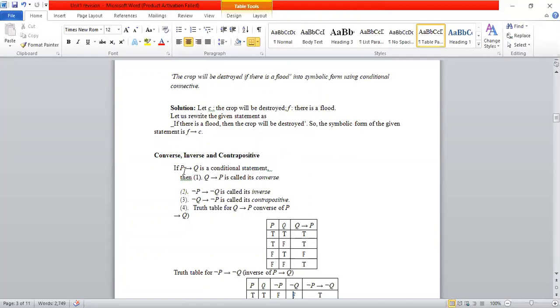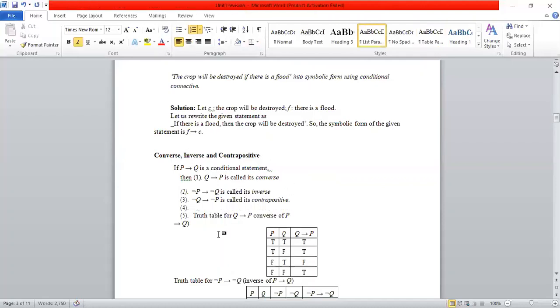If you have a P conditional Q statement, then Q conditional P is called its converse. Negation P conditional negation Q is called its inverse. Negation Q conditional negation P is called its contrapositive. It's contrapositive.